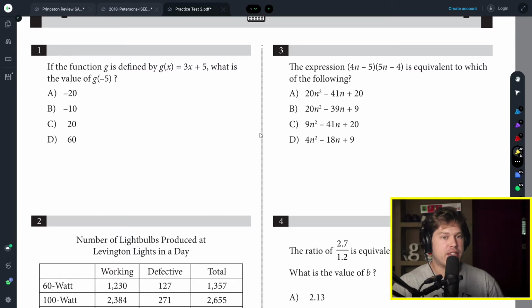This is practice test number 2, the calculator section of the Princeton Review guide that I have linked down in the description below. So with that, let's just dive right in.